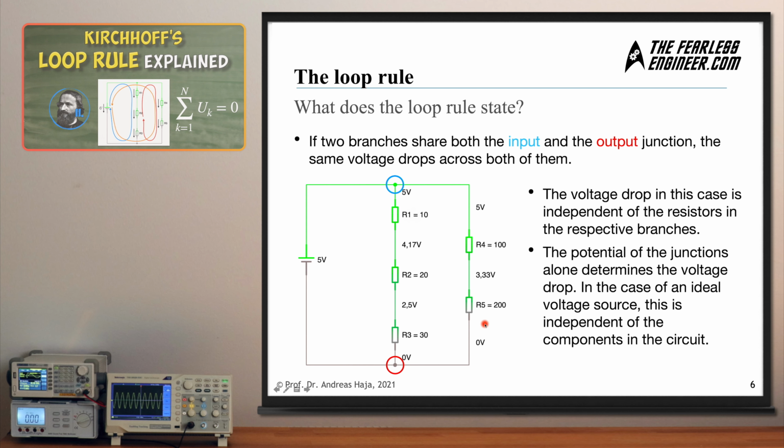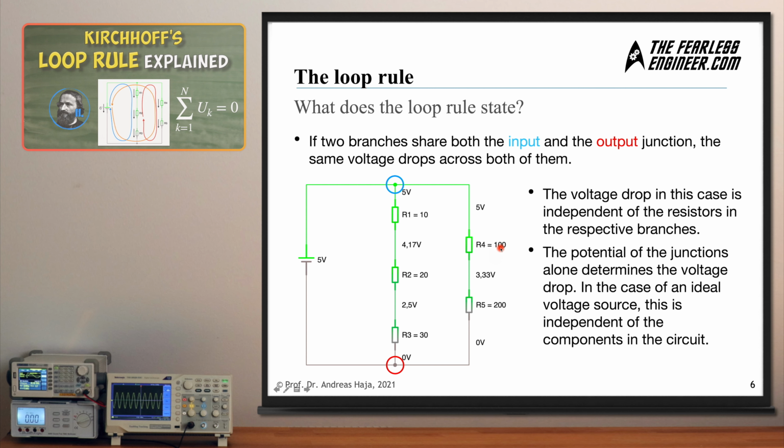The voltage drop, and this is an interesting point here, is independent of the resistors in the respective branches. This means I could replace this first resistor here, R4, by a 10 ohm resistor, and still the overall voltage drop in this branch would be 5 volts. The distribution of voltages across these two resistors would change, obviously, but nonetheless, the overall voltage drop over this branch would not change with me changing this resistor value.